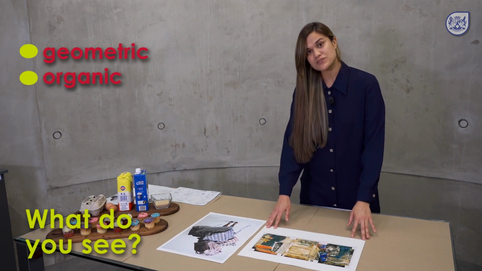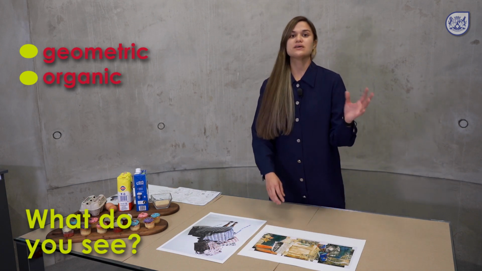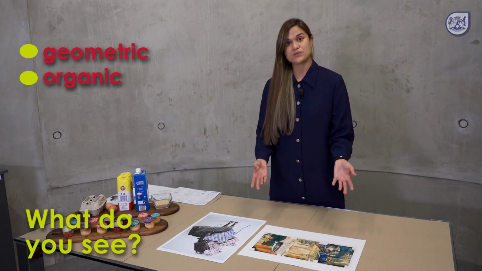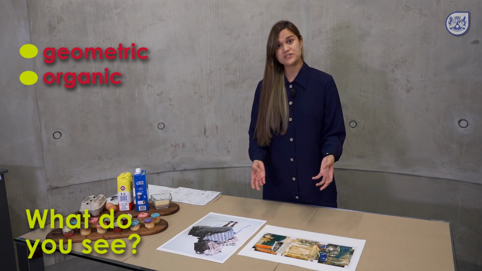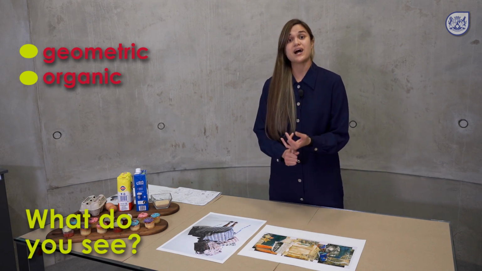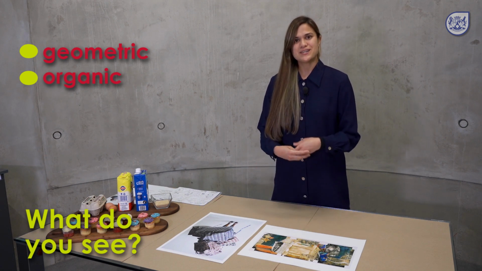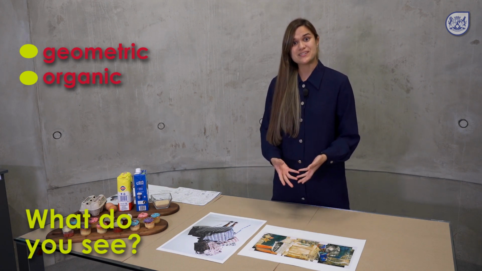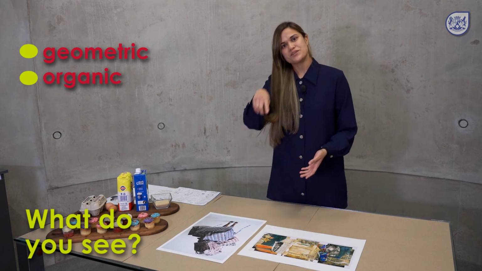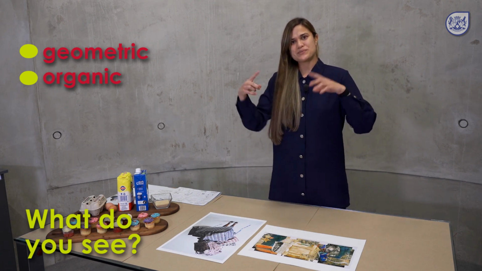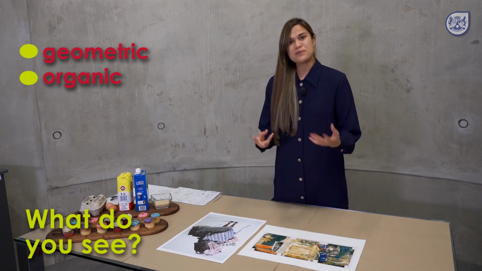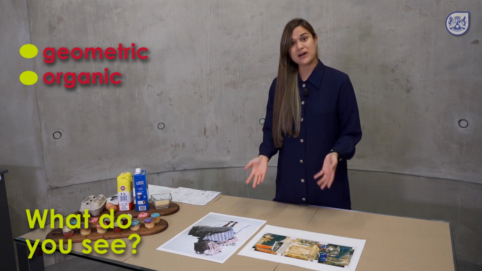So when we talk about shape, we will talk about geometric shapes as well as organic shapes. Geometric shapes are the shapes that we know: triangles, rectangles, squares, circles. It's the shapes we kind of learned as we were kids. Organic shapes are shapes of leaves or shapes that are ever changing, shapes that can't necessarily be defined.